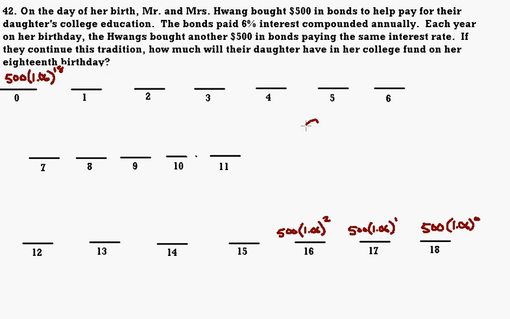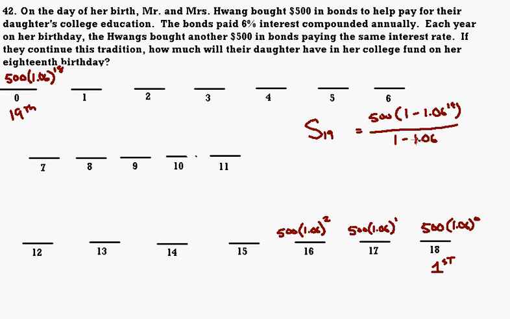So you're looking for the 19th partial sum. Even if it's her 18th birthday, we're going to consider this as the first term. This is the 19th term. So this is a geometric series. It has a ratio of 1.06. Our first term is going to be 500, times 1 minus 1.06 to the 19th power, over 1 minus 1.06.